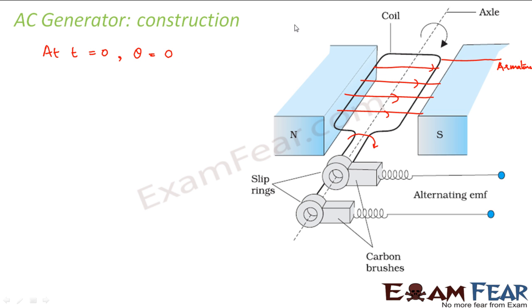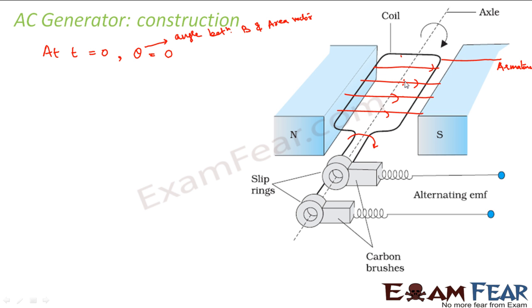Now what is theta? You remember I spoke about theta as the angle between the magnetic field and the area vector. Theta is the angle between the magnetic field B and the area vector. That means it is the angle between B and the normal to the area. So if you draw a normal to the area, the angle which it makes with the magnetic field is your theta.